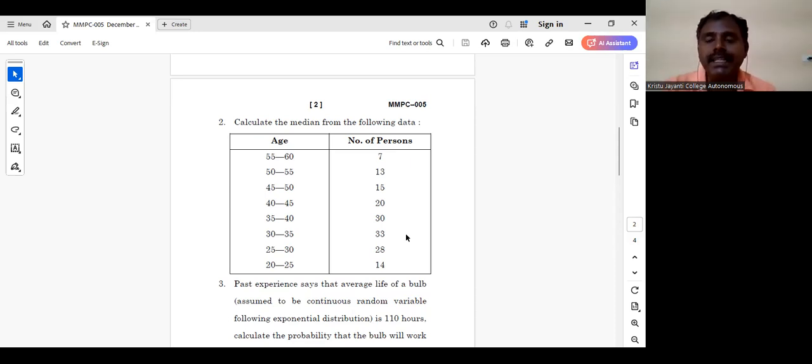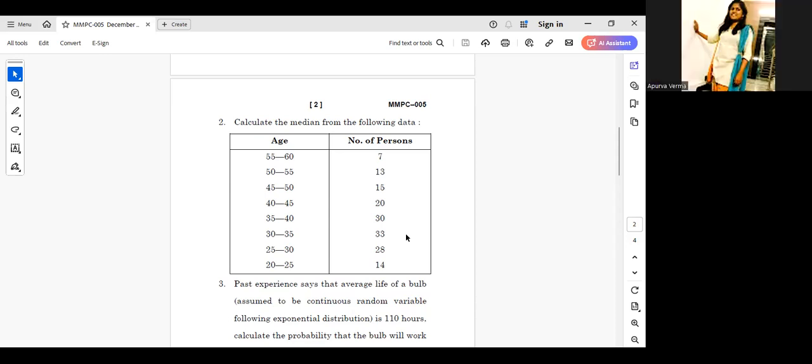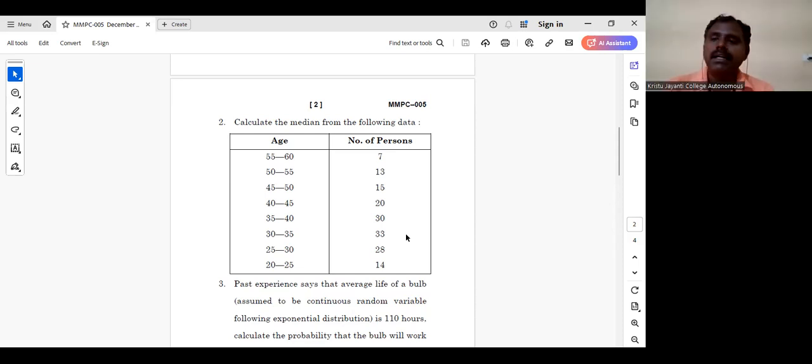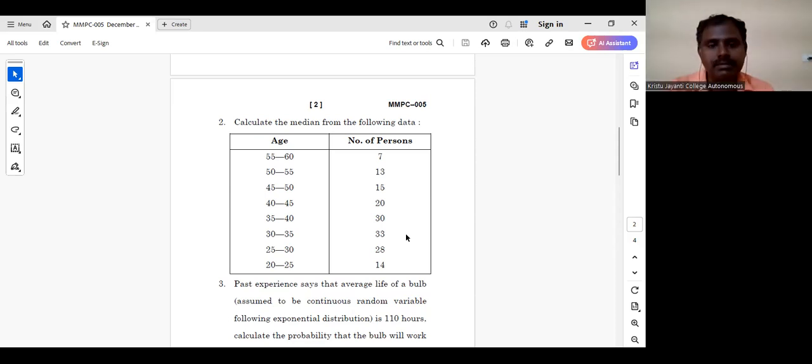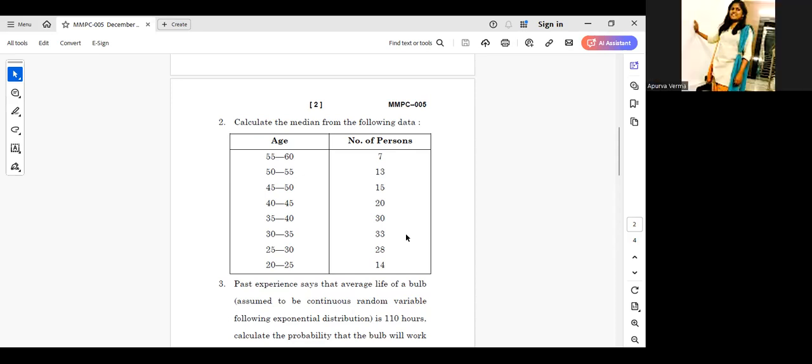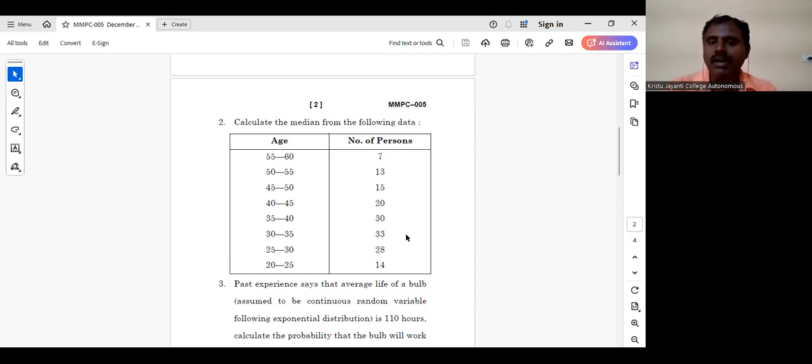Okay. Now, for the median there is a formula. Anybody remember the median formula? Median equals L plus N by 2 minus PCF by F into I. Write the formula and substitute the values. So can you tell me here, what is the L value? 35, which is your median class. 35 to 40 is the median class. Yeah, L value is 35.